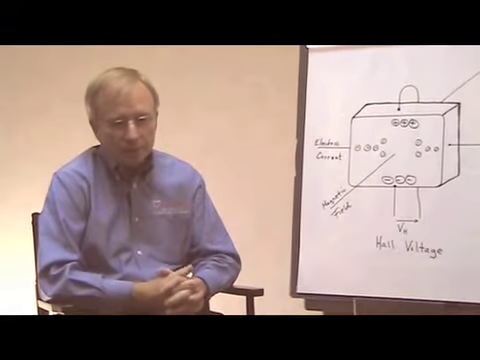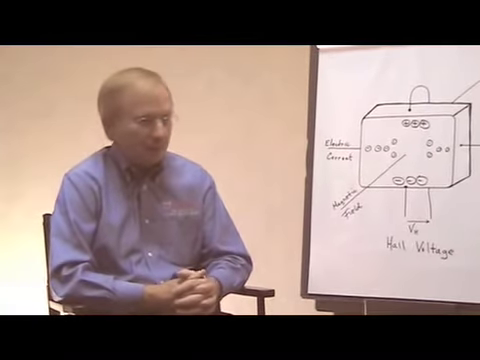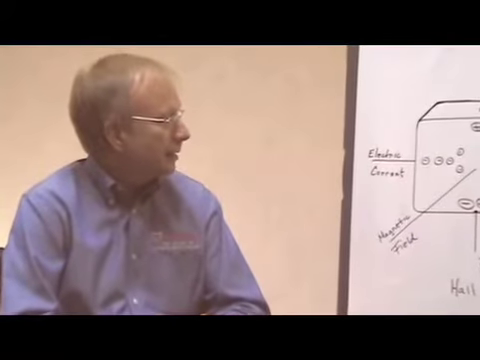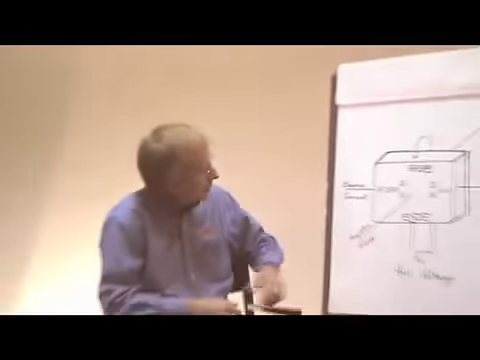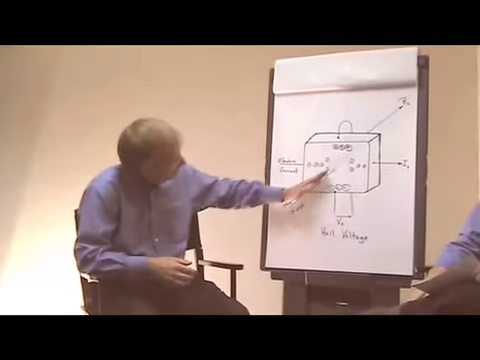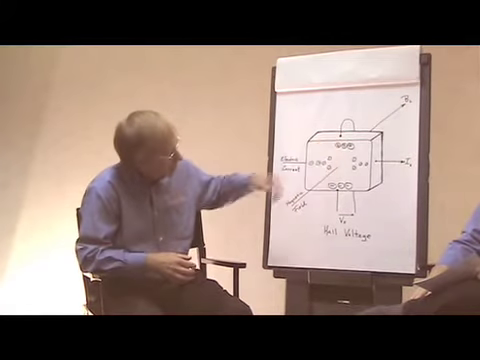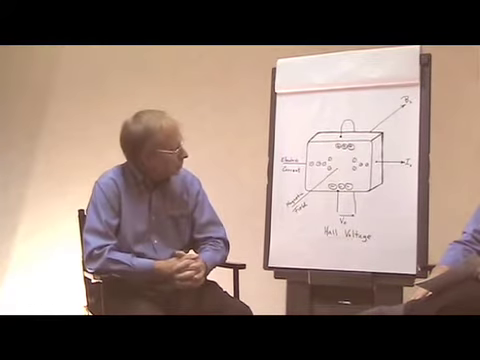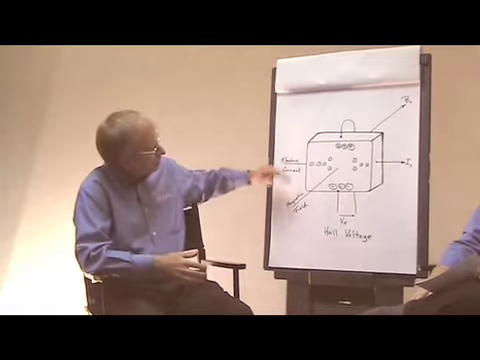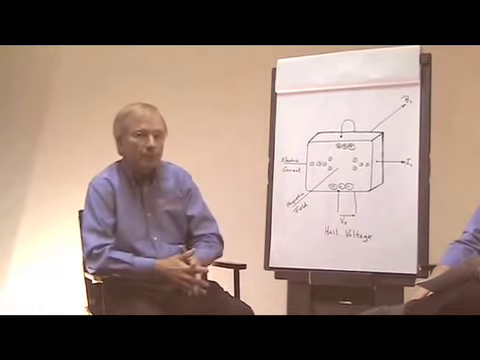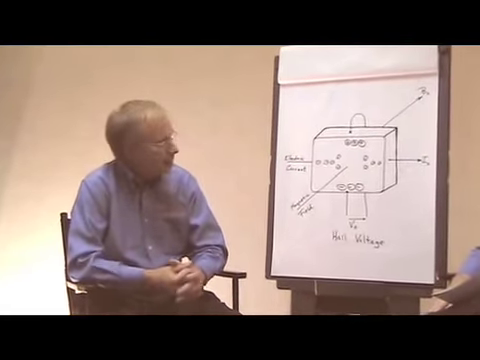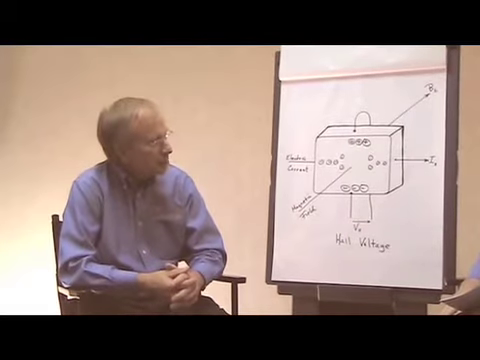The Hall effect was actually discovered by Mr. Hall, believe it or not, in 1879. And what he found was that a current flowing through a conductor in the presence of a magnetic field would develop a voltage across that conductor, which is proportional to the current flowing and the magnetic field. So that, in a nutshell, is the Hall effect.